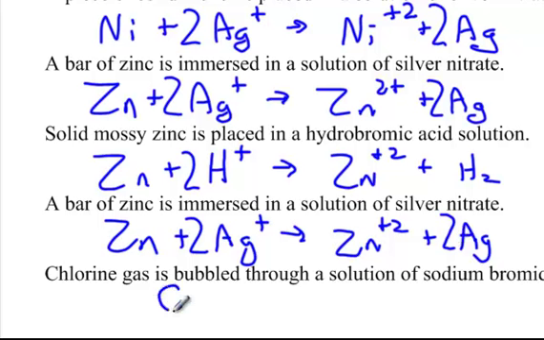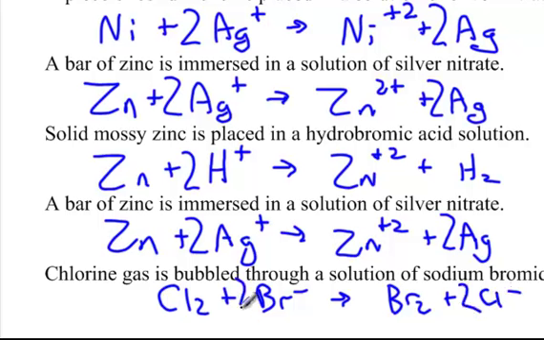And the last one on this page is we have chlorine gas bubbled through a bromide solution, and that means bromine is going to come out, and a chloride solution will be formed, and I need to balance this by putting 2's in front of each of the halides here.